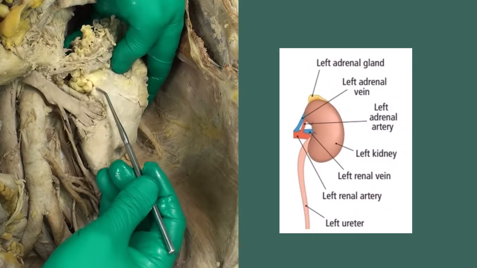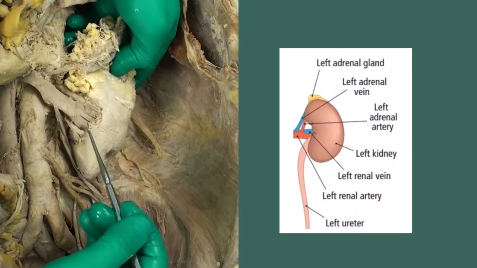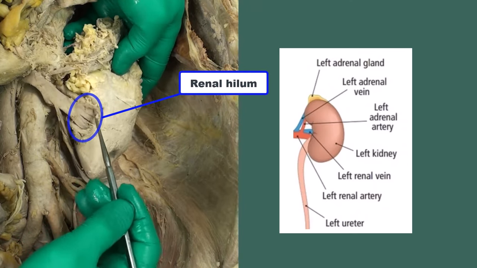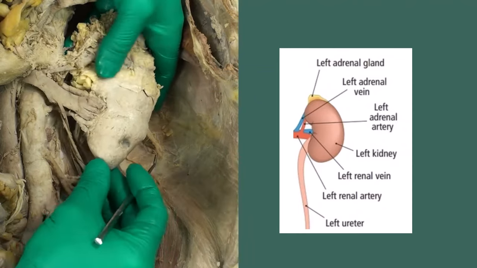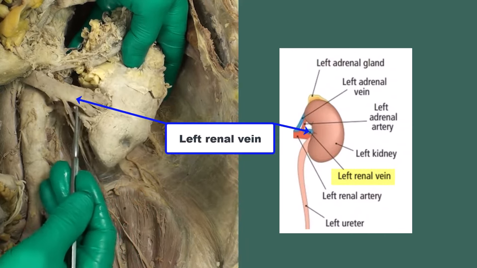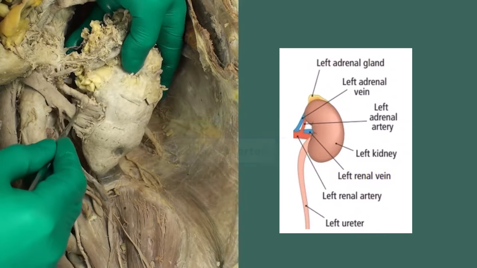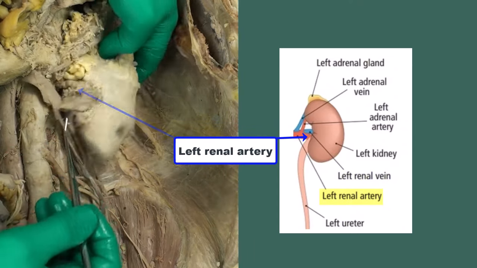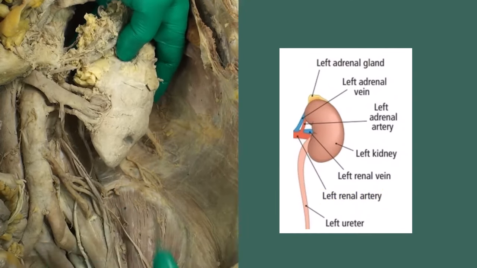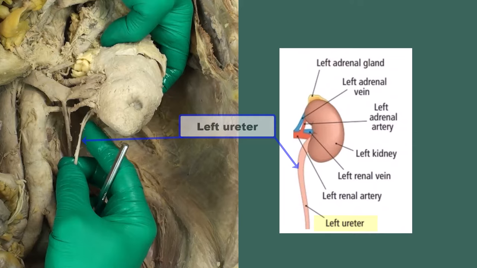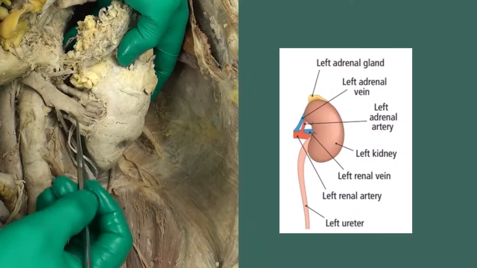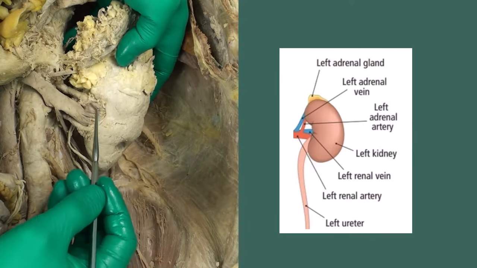Then the medial border of the kidney, which is right here, has a slit known as the renal hilum. The renal hilum gives passage to the structures going into the kidney or leaving the kidney, such as this big one here, the renal vein. Then we have the renal artery right here. We also have another renal artery here, that is a normal variation, an extra artery going to the kidney. And on the posterior side, we have the ureter right there. Also, we have lymph nodes that are associated with the renal hilum.